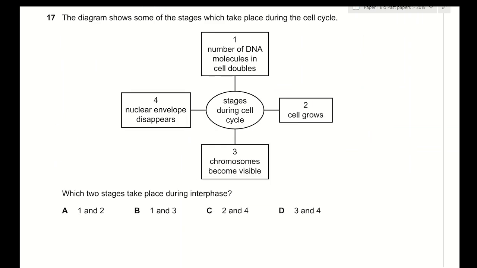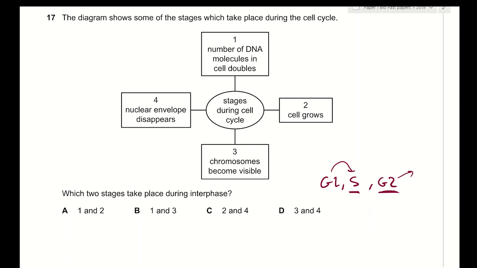Question number 17, the diagram shows some of the stages which take place during the cell cycle. Which two stages take place during interphase? Now, interphase is divided into three stages, G1, S phase, and G2. In G1, there's a high proportion of protein synthesis inside the cell to prepare it for the S phase. Now, what happens in the S phase is semi-conservative DNA replication, so the DNA is replicated. Then in G2, the cell continues also to grow, and there's a high rate of protein synthesis of tubulin to prepare it for mitosis.